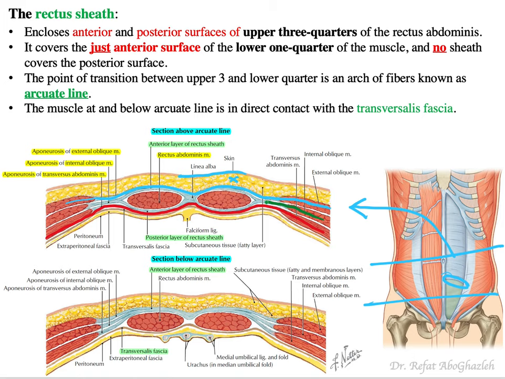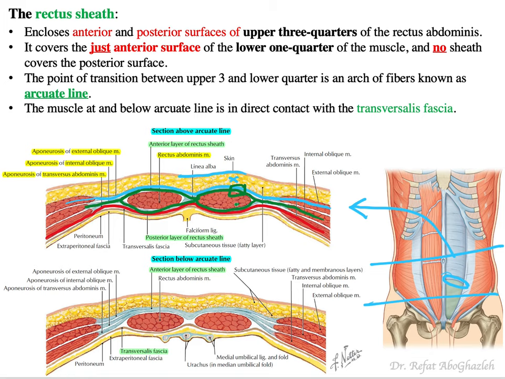Then, the aponeurosis of internal oblique, once it reaches the rectus abdominis muscle, it splits into two sheaths, one anterior to the muscle and one posterior to the muscle. Also here, this is the internal oblique muscle, and this is the aponeurosis of it that splits into anterior sheath and posterior sheath, anterior to the rectus abdominis and posterior to it. Guys, look at it: 1, 2, 3, and the middle one is split. So you have two layers anterior to the muscle, two layers posterior to the muscle.